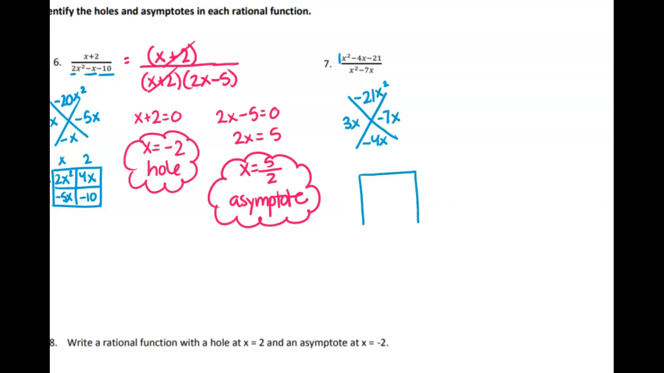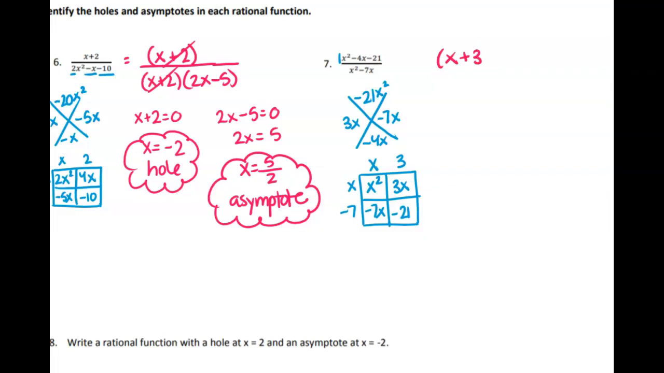Put that in our box. We have x squared, negative 21, 3x, negative 7x. Then we'll do our GCFs. We have an x, we have an x, we have a 3, and we have a negative 7. If we check here, x times x is x squared, x times 3 is 3x, negative 7 times x is negative 7x, negative 7 times 3 is negative 21. Good.